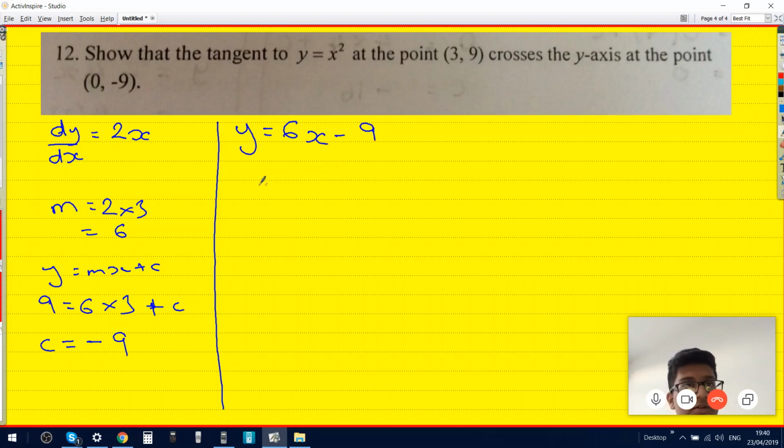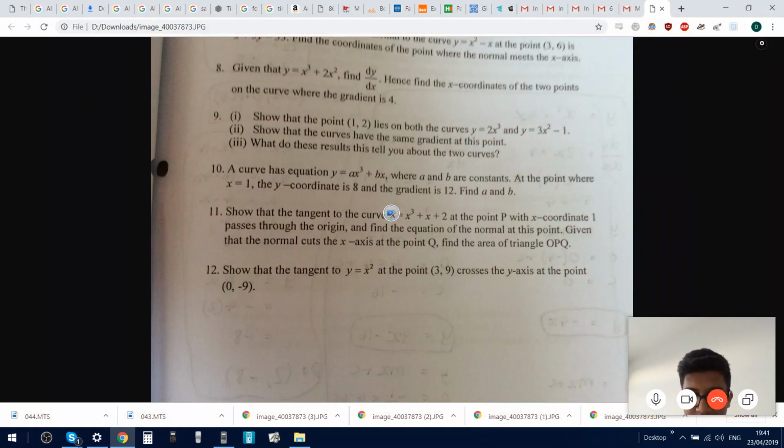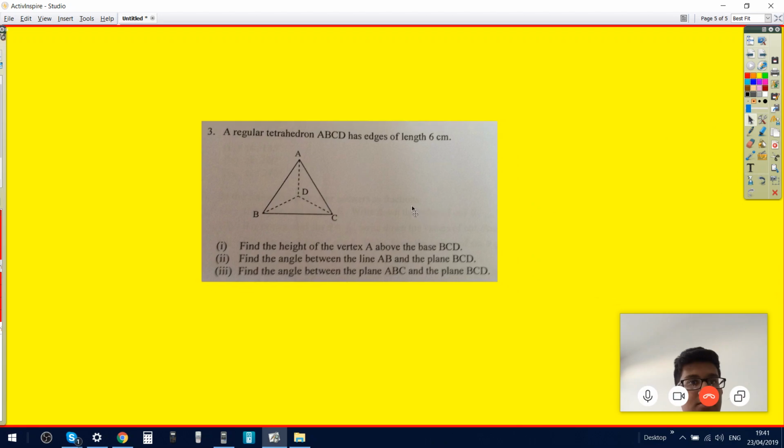So that's the equation of the tangent, and it crosses the y-axis at the point 0, minus 9. So that means you just have y equals 6 times 0 minus 9, and then y equals minus 9. Minus 9. That's it. Great. So I think, okay, how do we do this?